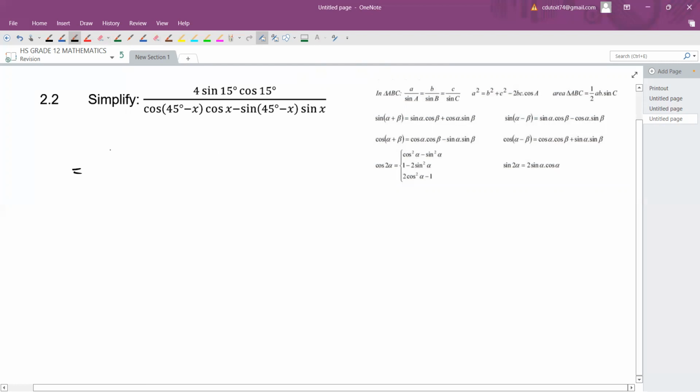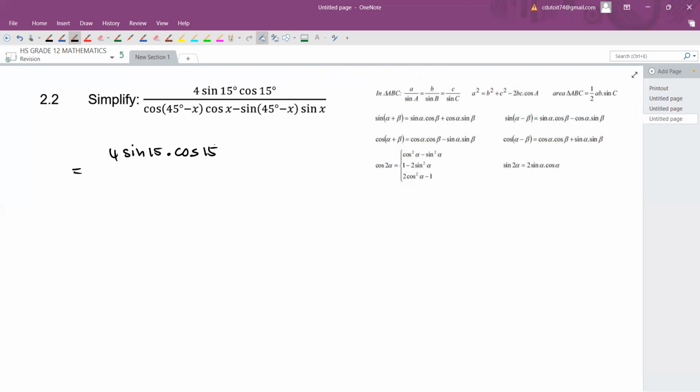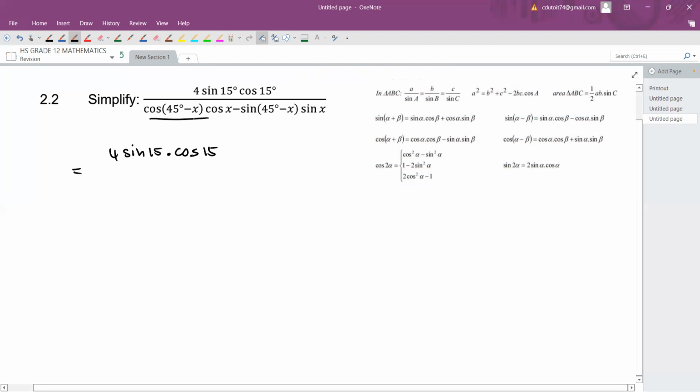So on top, I have 4 sin 15 times cos 15, unless you can see something I could do with that. If you can't, it's fine. Then at the bottom, I have cos 45 minus x. And that is cos A minus B. So that is cos A cos B plus sin A sin B. Yes, I'm going to need a lot of space here. Let me just move this down.